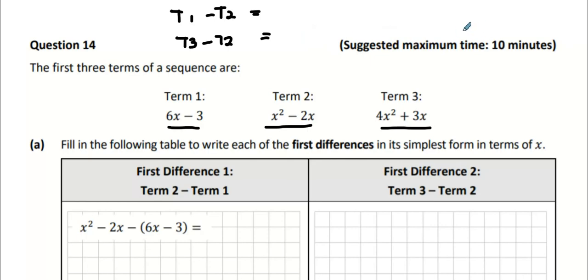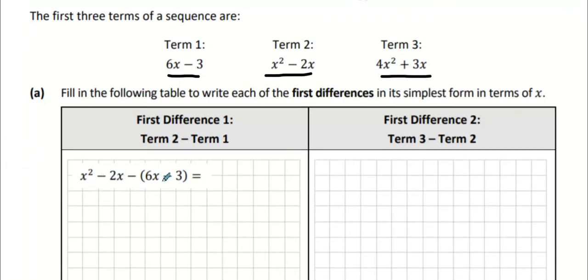In the same way, if I had 2, 5, and 8, if you do T2 take away T1, you get 3 for the first difference. If you do T3 minus T2, you get 3 for also the first difference. So we're just going to take them away from each other. And we know they have to be equal to each other if it is an arithmetic sequence, but it doesn't necessarily say that. So here's the first term. Take away the second term.